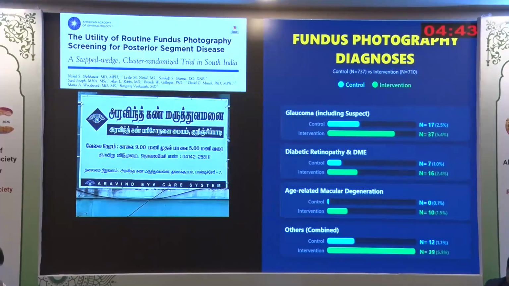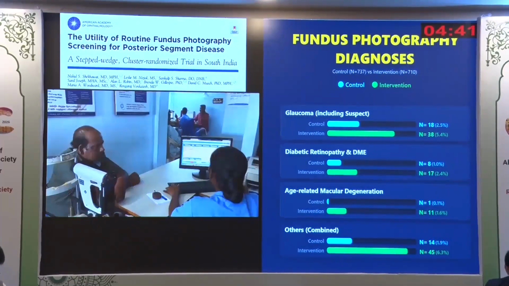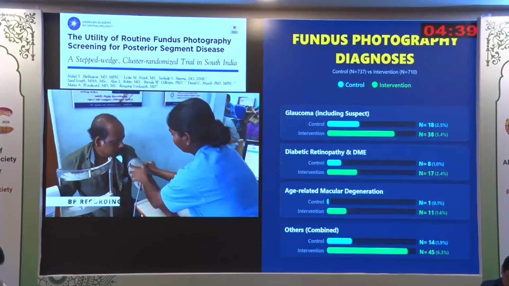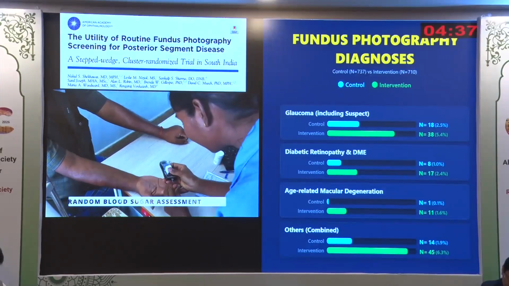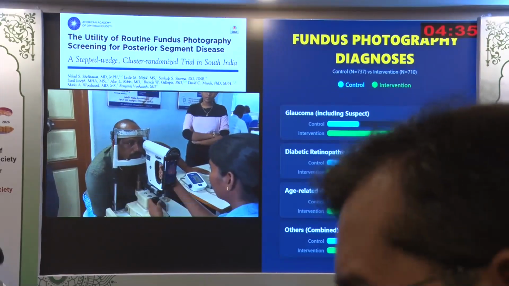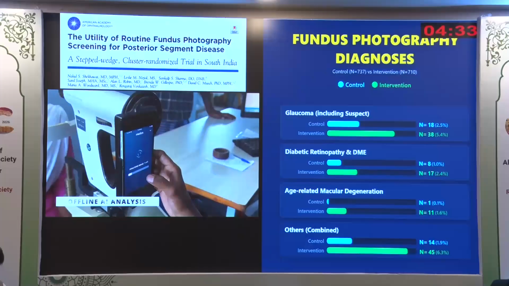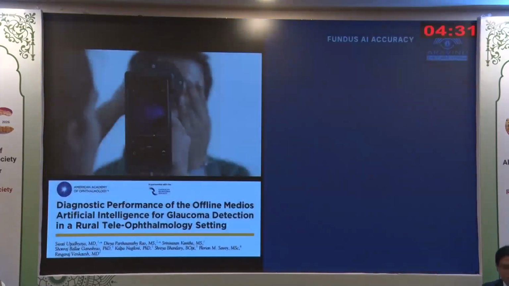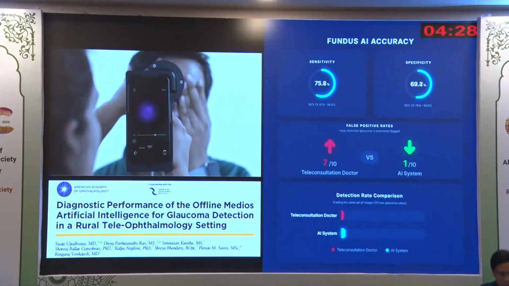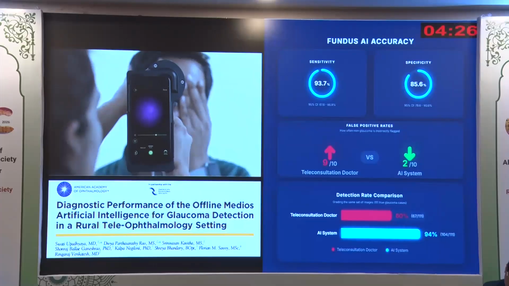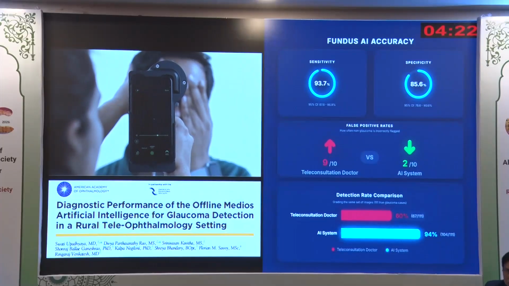Now, what prompted us, or what was the background for this study? When we started using fundus photography in our vision centers, which are actually run by allied ophthalmic personnel, we saw that the detection of posterior segment diseases was increased by 2-folds. And when we utilized this AI-empowered fundus camera in the vision centers, we saw that it performed very well with respect to sensitivity and specificity in diagnosing glaucoma.